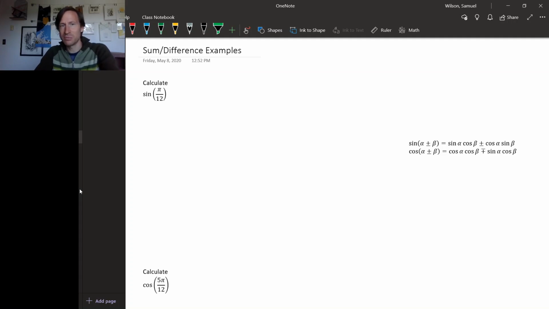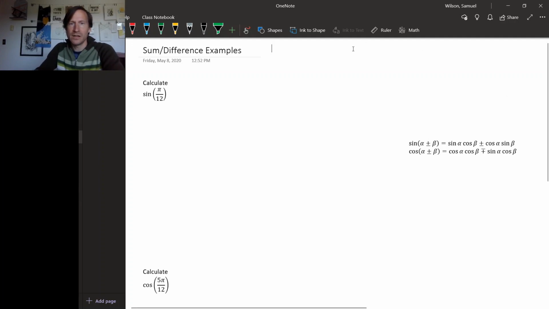Let's look at a couple more examples of using the sum and difference formulas for sine and cosine. So let's start out by calculating sine of pi over 12. Pi over 12 is not a nice angle. It's not a multiple of pi over 6 or pi over 4. But now that we have the sum and difference formulas for sine and cosine, if we can write this angle, pi over 12, as a sum or difference of nice angles, then we should be all set.